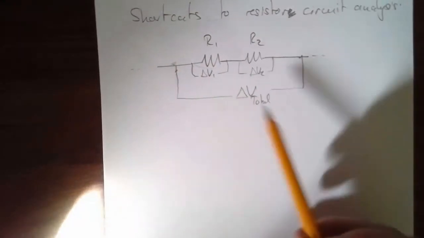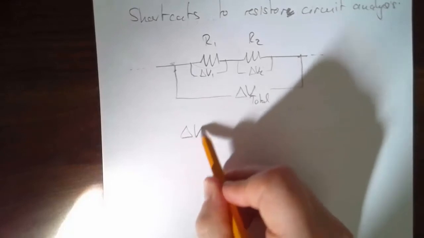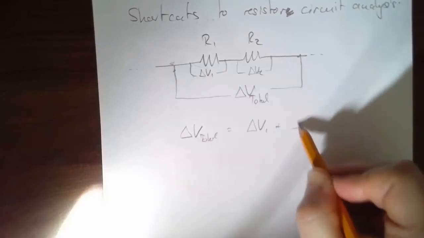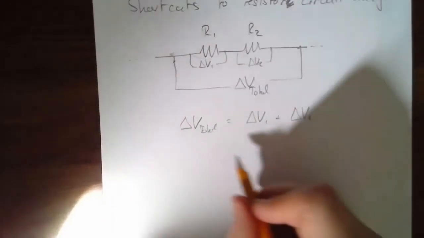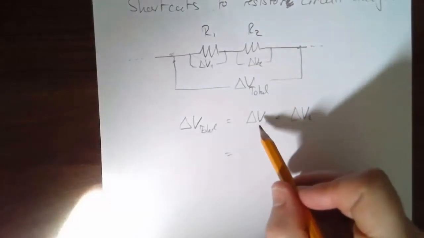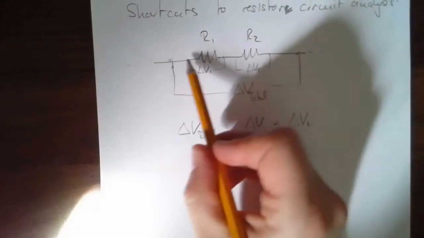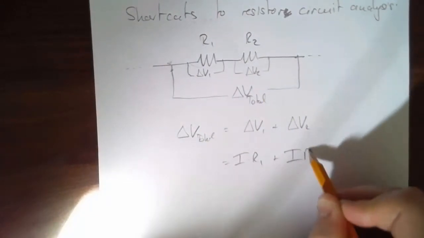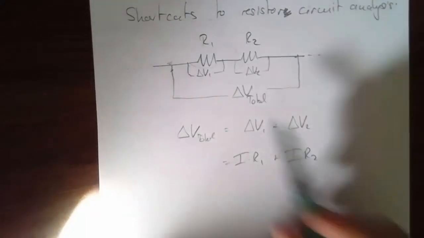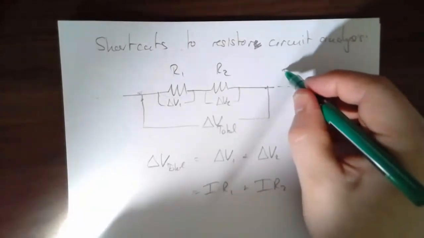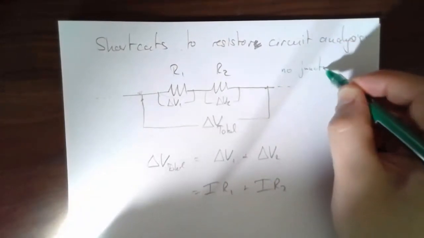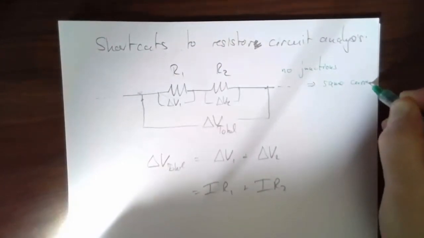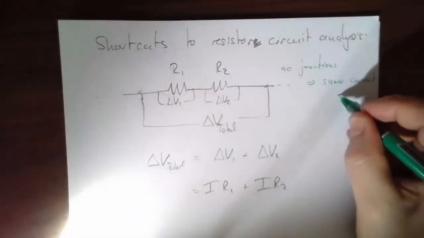So let's write it down. Delta V total is delta V1 plus delta V2. Now we're going to apply Ohm's law. Delta V1 is I, the current through this thing, times R1. This is going to be the current through this thing times R2. The crucial insight here is that because there are no junctions, there's the same current. And we call this current I, right?